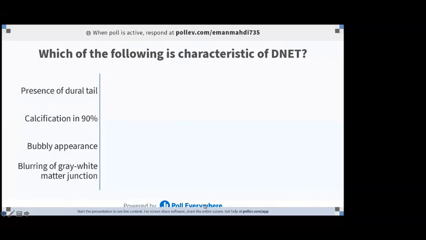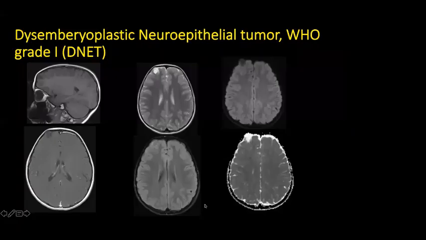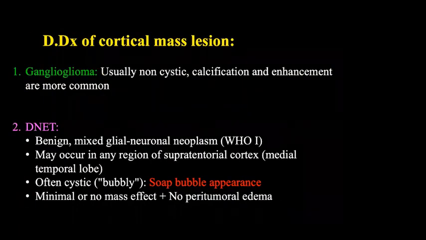Okay, great. So yes, it's a case of DNET, and I'm glad that you guys got it correct. So it's a cortical-based tumor. There is not much edema around it. Maybe I can convince you that there is some bubbly appearance here or there, and no restricted diffusion because it's WHO grade 1. So what are the cortical mass lesions?